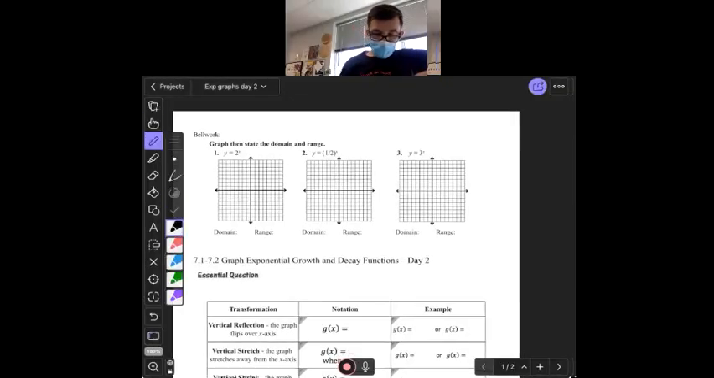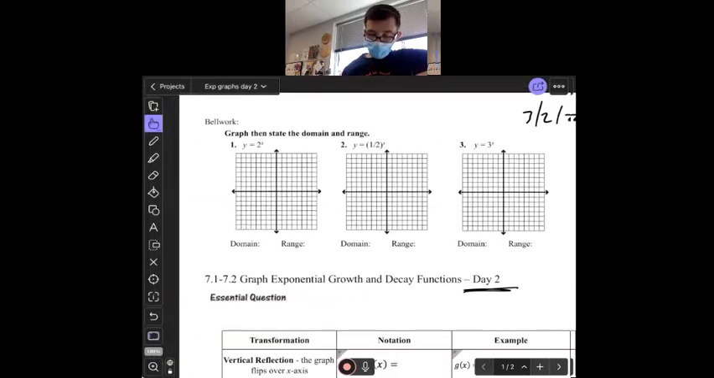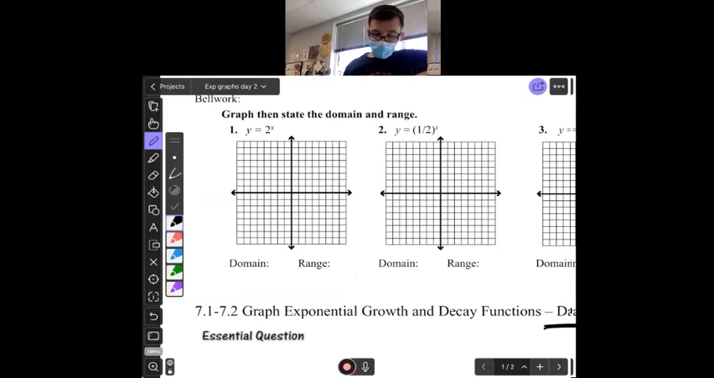All right, so today's really gonna be just an extension of yesterday. Today's the 2nd. Just looking at day 2 of these exponential growth and decay functions. We're gonna be looking at the transformations, the shifting and stuff like that. Just real quick, a reminder about what's happening here from yesterday.